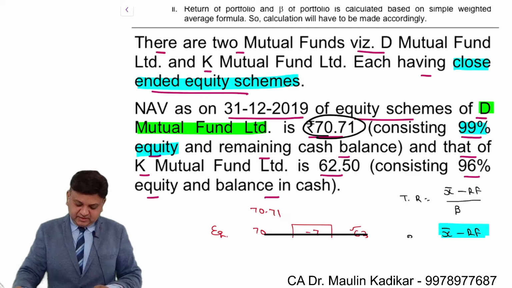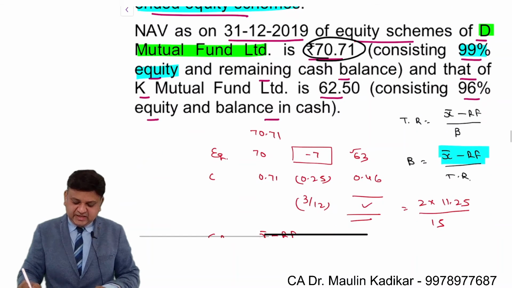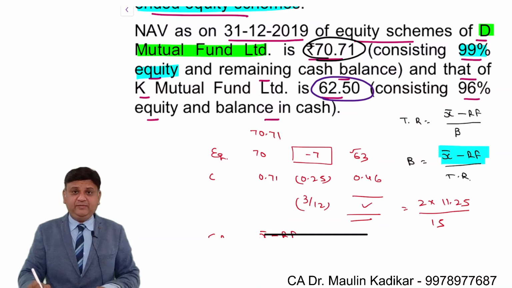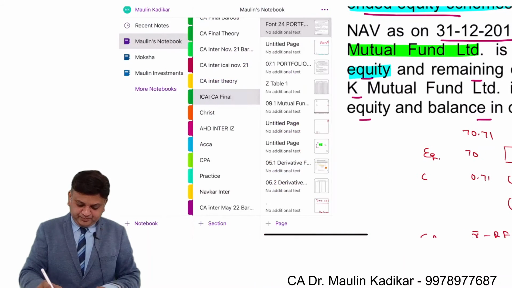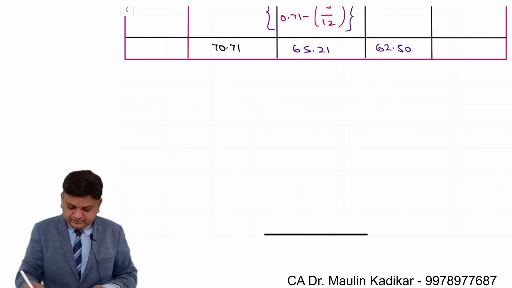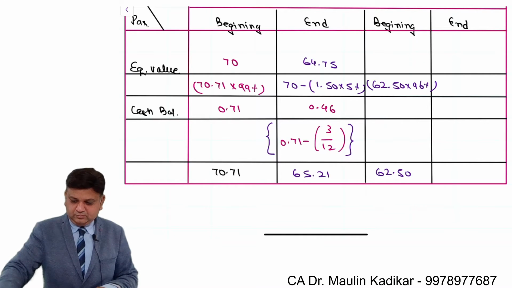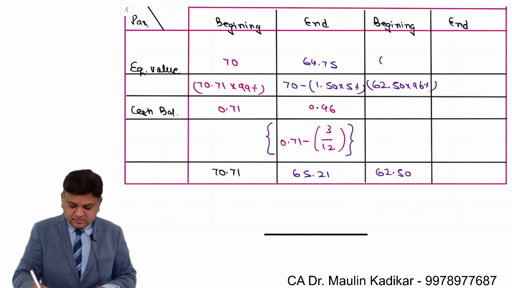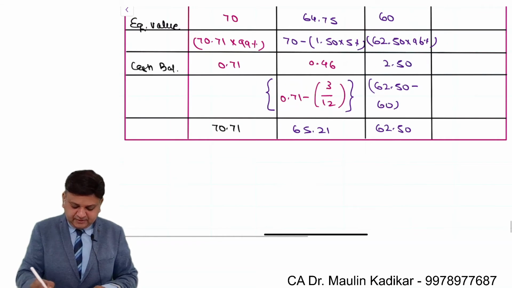So friends, over here we understand that in case of K Mutual Fund, NAV is 62.5 at the beginning of the period and 96% is equity. So first of all, you are required to do bifurcation: 62.5 into 96%. That comes to 60 rupees and the cash balance will be 62.5 minus 60, that is 2 rupee 50 paise.